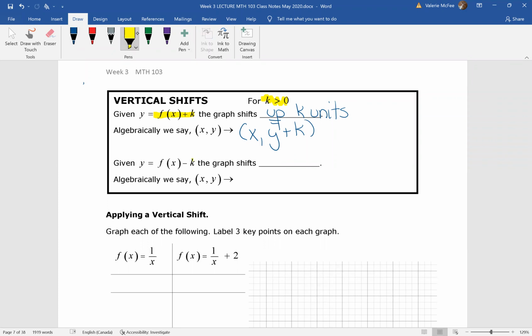If we have our function subtract k, then the graph shifts down k units. Again, our x values stay the same, and we subtract k from y. Notice that if this is a plus sign, we are adding to y. If this is a minus sign, we are subtracting from y. In the next lecture, we'll practice these vertical shifts.